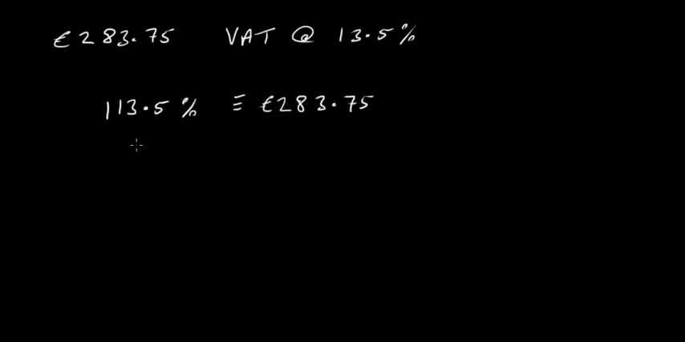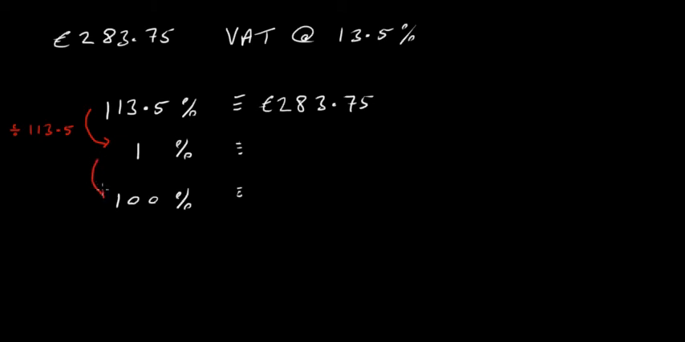The way we're going to do that is we're going to go down to 1% first, and then we're going to increase to 100%. So again, we'd say they're equivalent to here. Now, if you think about this, how did we go from 113.5% to 1%? Well, what we did here is we divided 113.5 by 113.5. If you divide 113.5 by 113.5, you get 1.